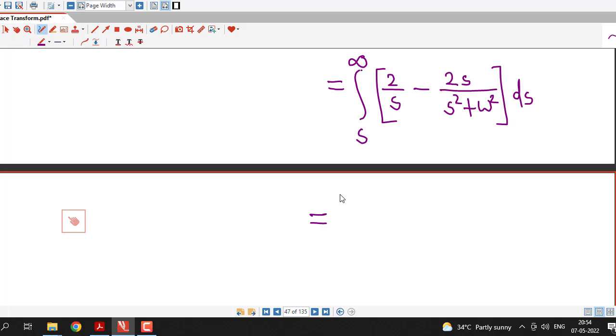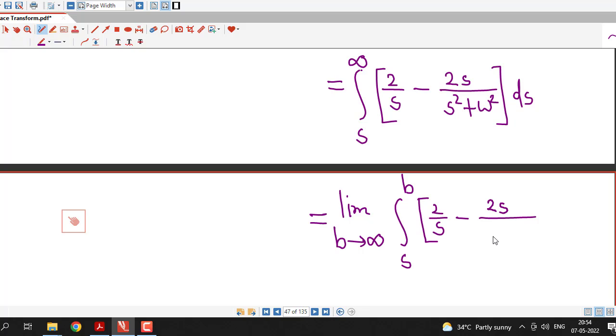Now this we can rewrite as limit. Suppose we consider upper limit as b, then this is limit as b tending to infinity from s to b, integral of 2 by s minus 2s divided by s square plus omega square. We know that here upper limit is infinite, so this is improper integral of first type. And to evaluate this improper integral, first we find out integral from s to b, and then we will consider limit of this integral as b to infinity.